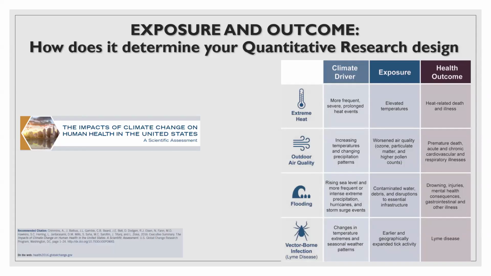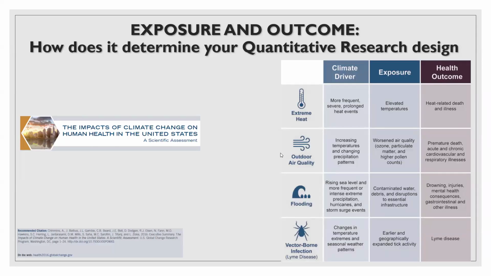I have some examples here that I got from this book. The citation is here in case you want to go and review it. It's a book that is published in the United States that is looking at the impact of climate change on human health. And it showed exposure and health outcome, which is really fantastic.